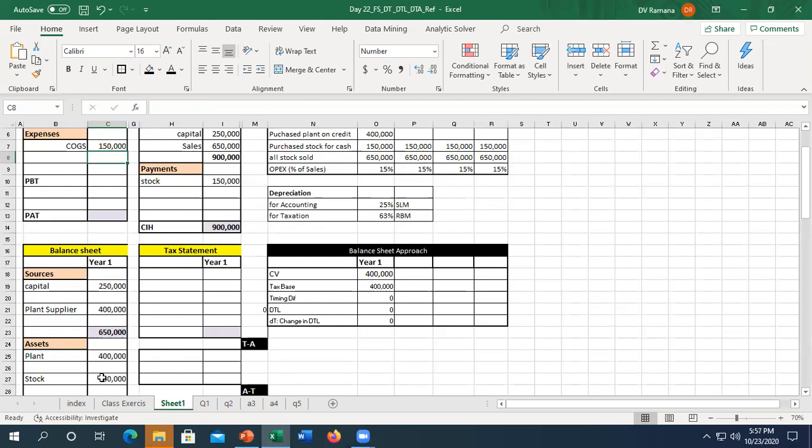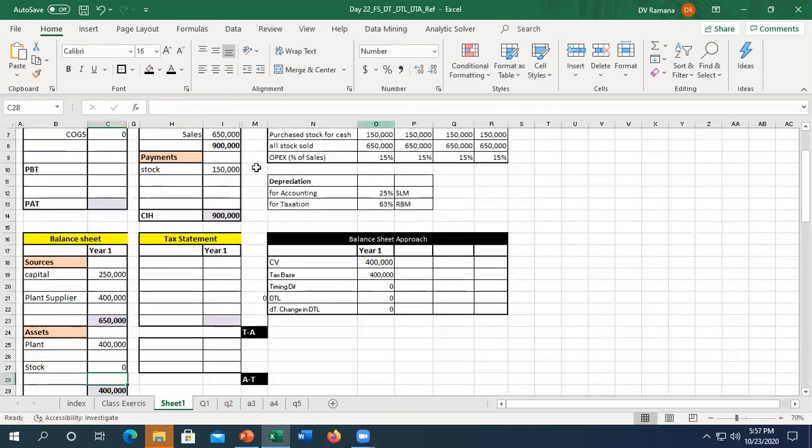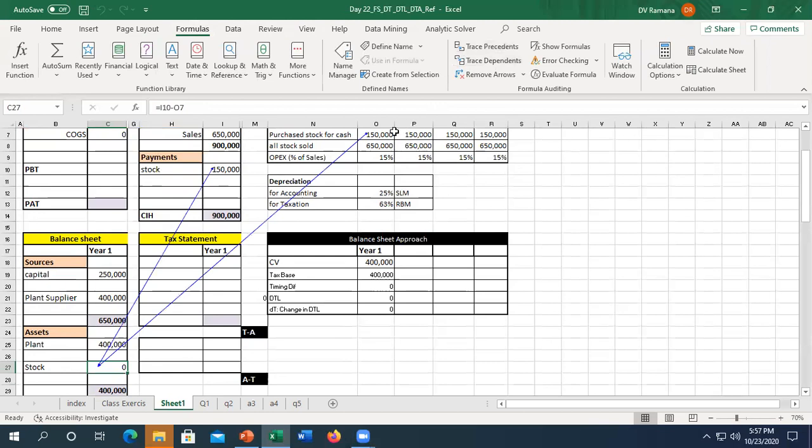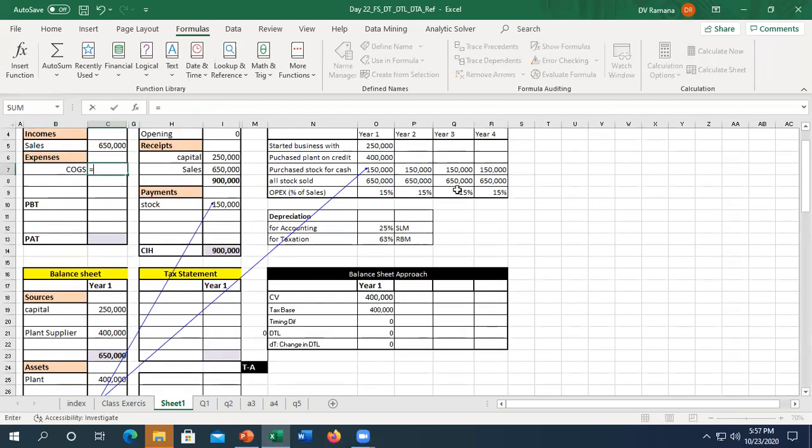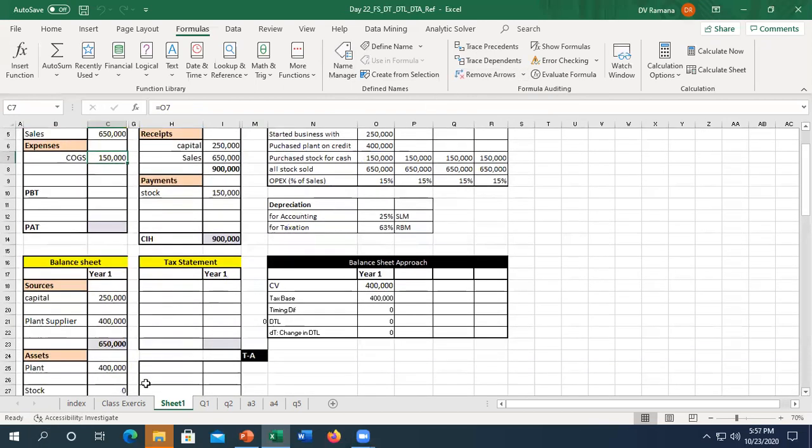Is the stock purchase. The entire stock is sold. So as a result, the stock will become zero in the balance sheet. So let me recap. The stock was purchased for 150,000 in cash, and this stock is sold immediately. Therefore, the reduction of stock becomes an expense and the stock has become zero.